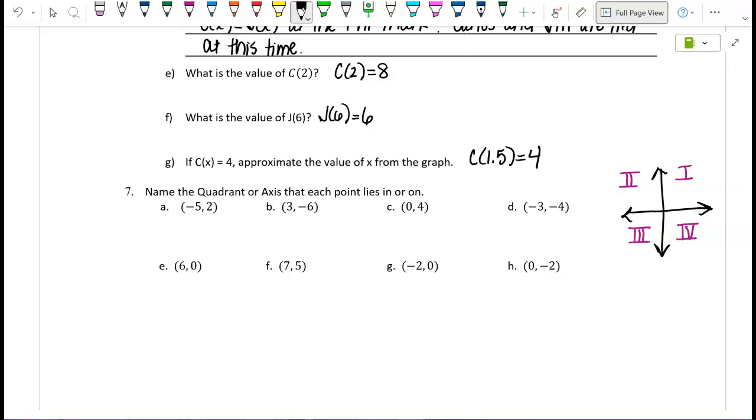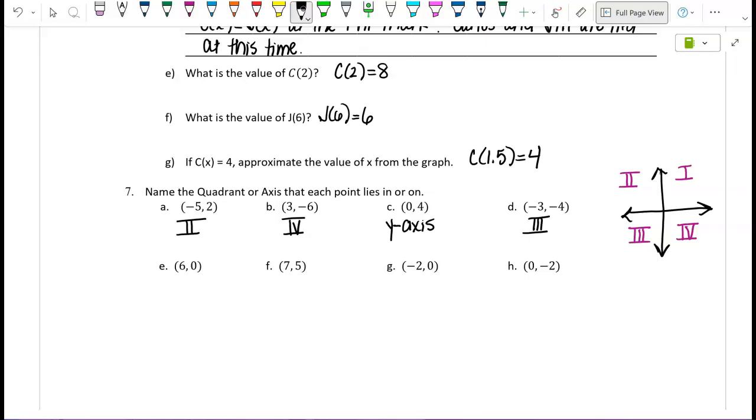Negative 5, 2, which quadrant would that be in? 2, because I go to the left and then I go up. 3, negative 6: 4, because I go to the right and then I go down. 0, 4: you're on the y-axis. You did not go left or right. You just went up 4. Negative 3, negative 4: quadrant 3, you went left and then you went down.